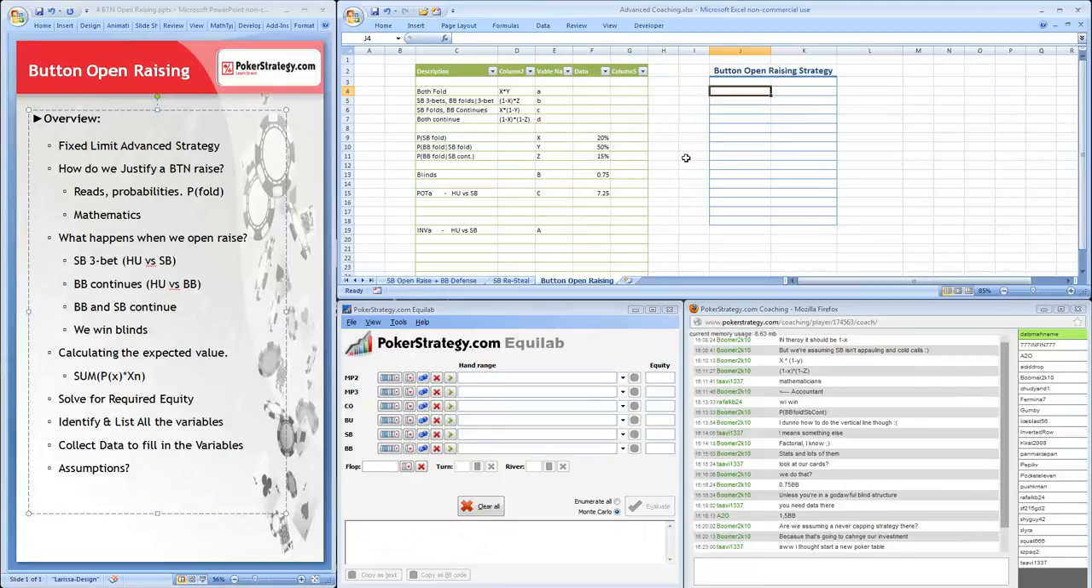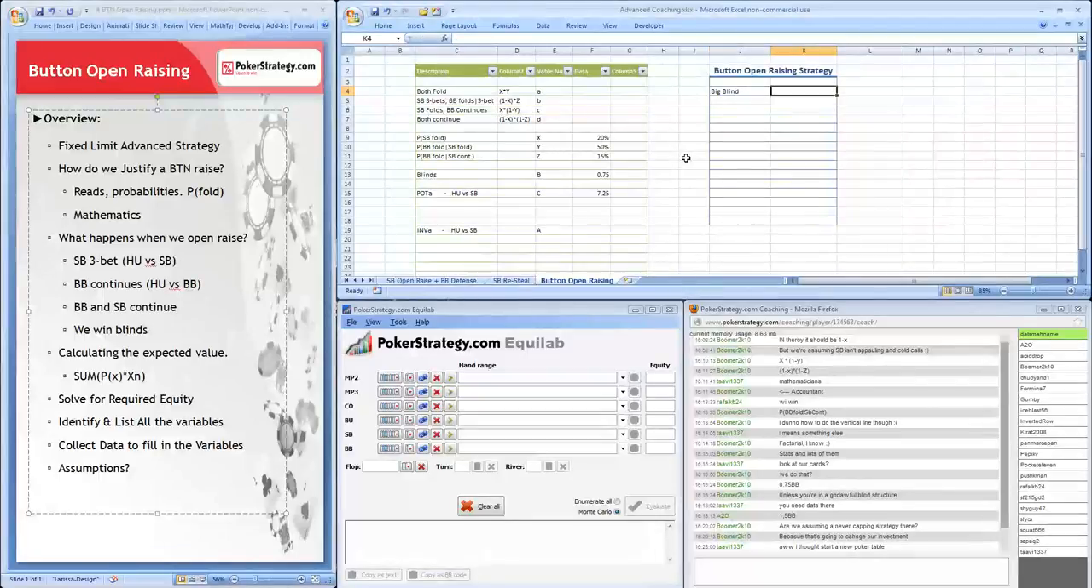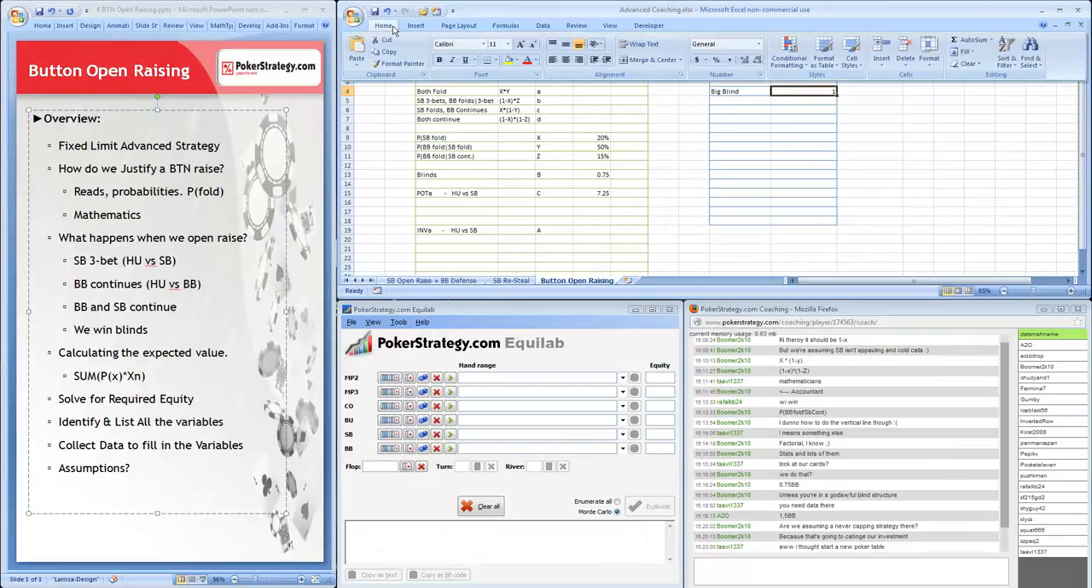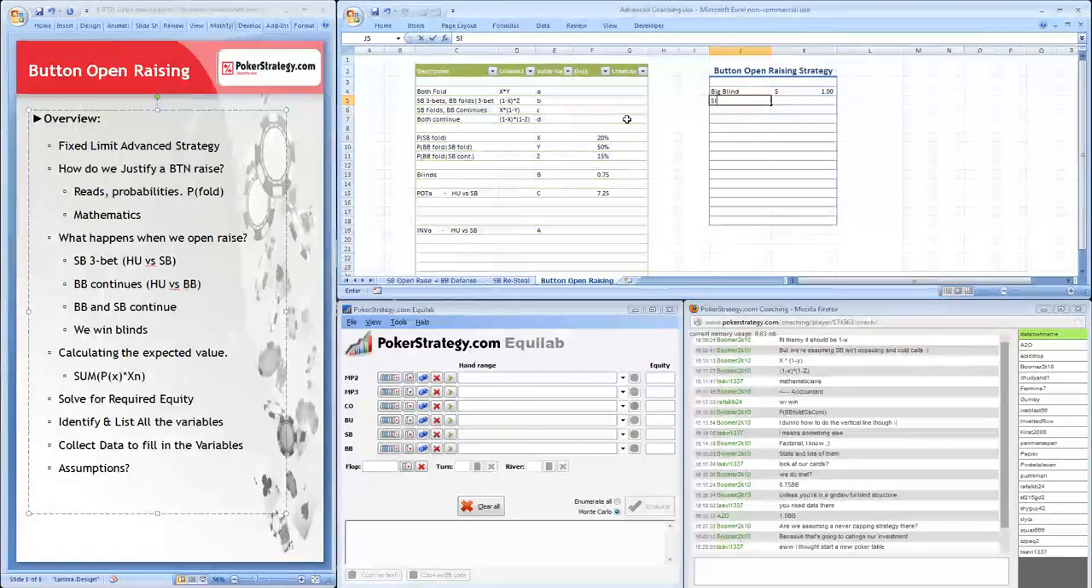Now, some of the obvious things we're going to look at, right? We need to know the blind structure. So we could say, what is the size of the big blind? Let's say we're playing at 1-2, so the big blind is going to be $1. And we'll just convert this to $1. We also want to know the size of the small blind.